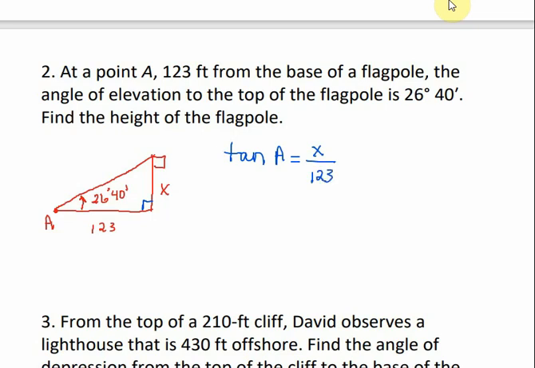All right, so we know that angle A is 26 degrees 40 minutes. So that's the tangent of 26 degrees 40 minutes. Now to solve this, again, we would cross multiply. So we're going to multiply this 123 times the tangent of 26 degrees 40 minutes.